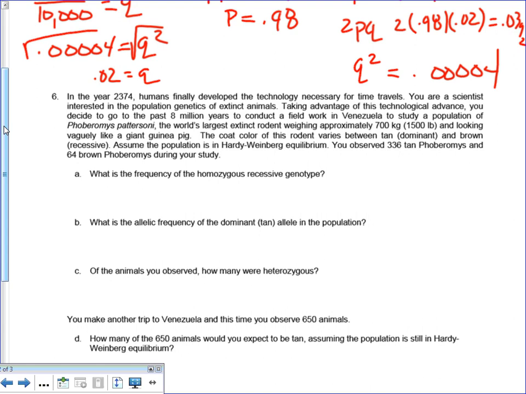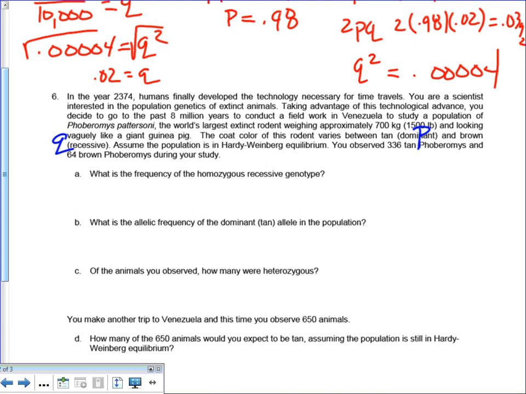Okay. Year 2374. It's a little ways from now. We developed the technology to travel through time. We want to look at extinct animals. We go way back to Venezuela, where we see a population of giant guinea pigs, 700-pound freaking guinea pigs. Actually, 1,500 pounds. The coat color of this rodent varies between tan, which is dominant, so I know that's going to be the p-value, and brown, which is recessive, which is going to be the q-value. Assume the population isn't Hardy-Weinberg.